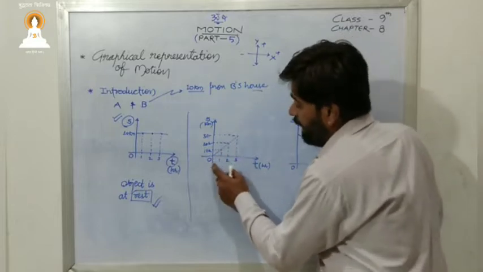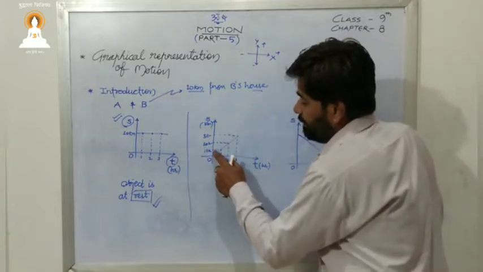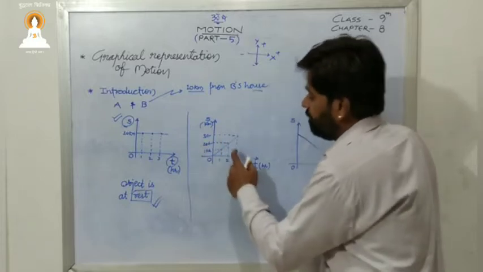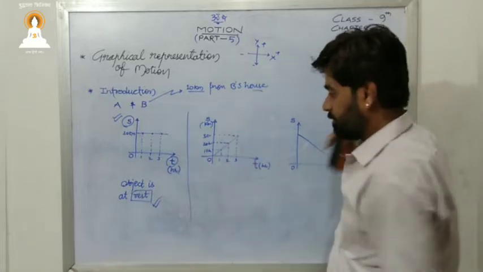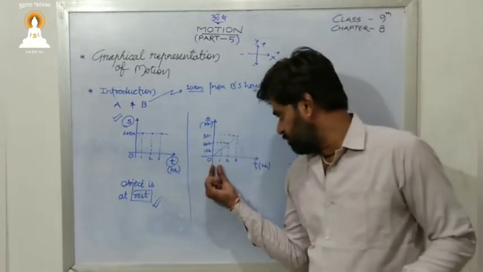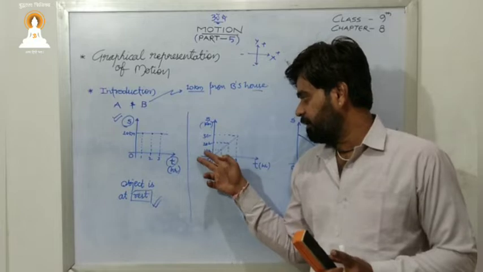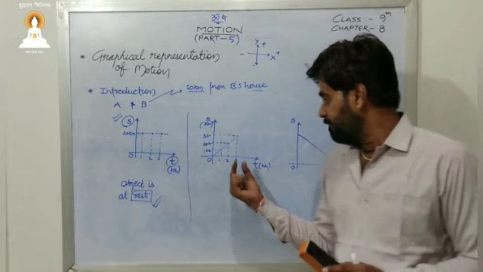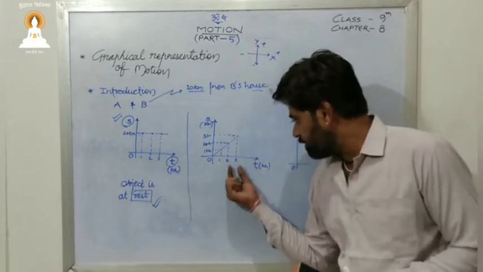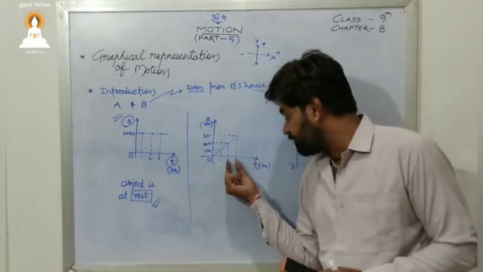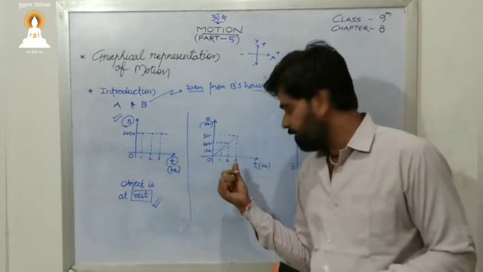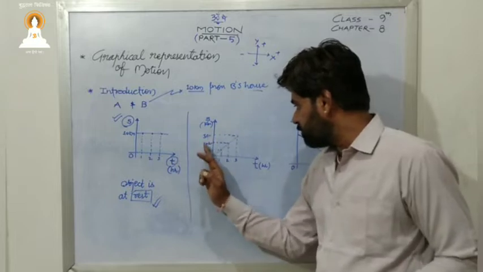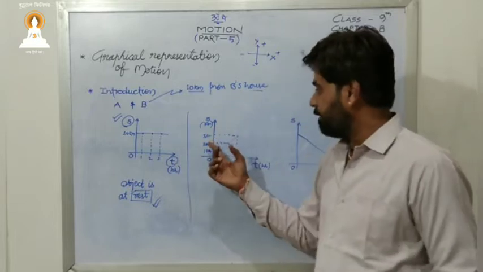But yes, after 1 hour they had completed 10 kilometers. After 2 hours they had completed 20 kilometers. After 3 hours they had completed 30 kilometers. What does it mean? In the first hour they had completed 10 kilometers. In the second hour they had completed a further 10 kilometers. In the third hour, that is also 1 hour, 30 minus 20, again 10 kilometers.